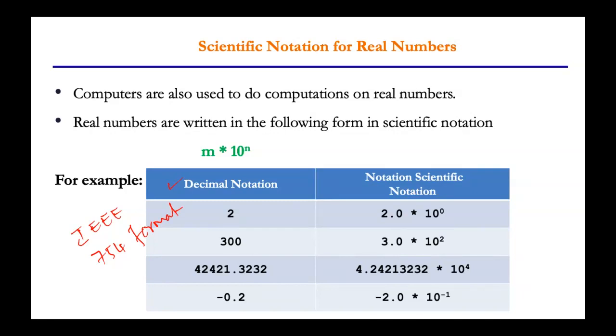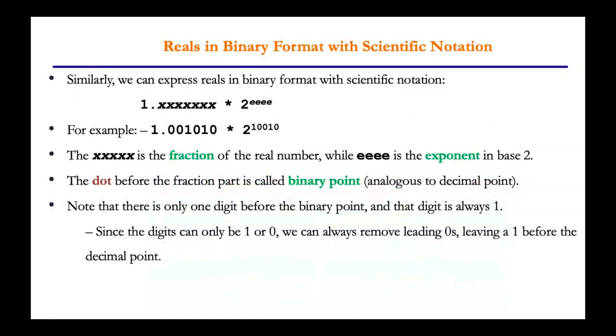There are three steps involved in this. Before discussing that, let us see how we do it in binary format. The real numbers in binary format with scientific notations can be represented similar to your decimal notations. So we can express the reals in binary format with a scientific notation. This topic is very important for your assignment and examination also. If you find any difficulties during this topic, please ask the question at the end of this lecture.